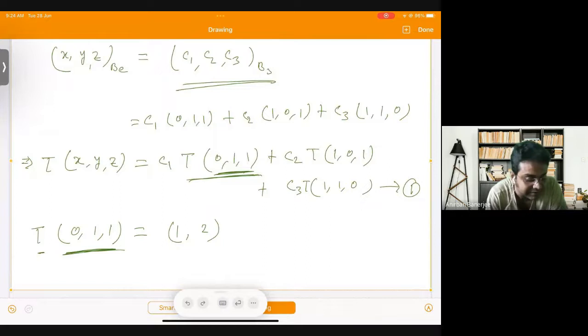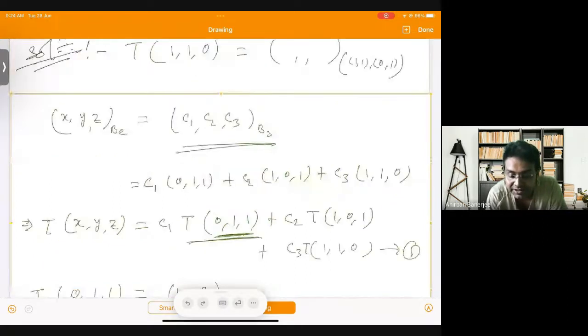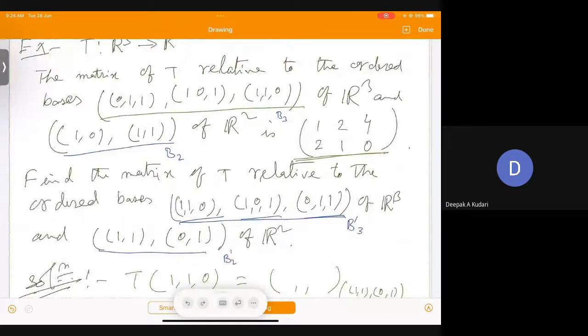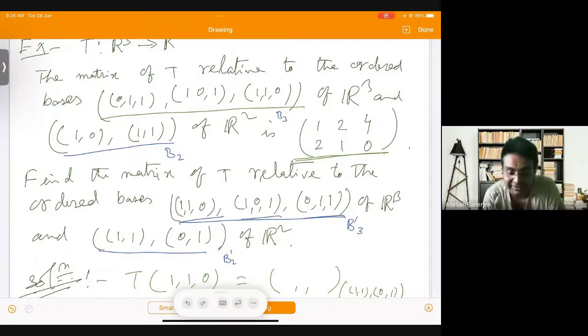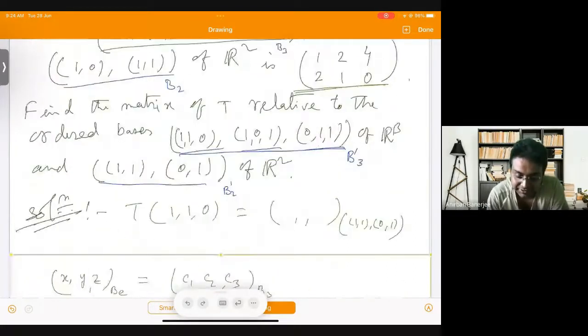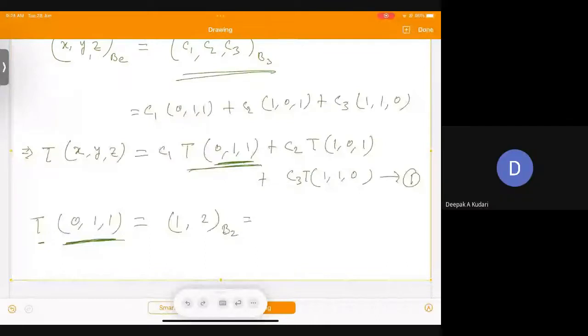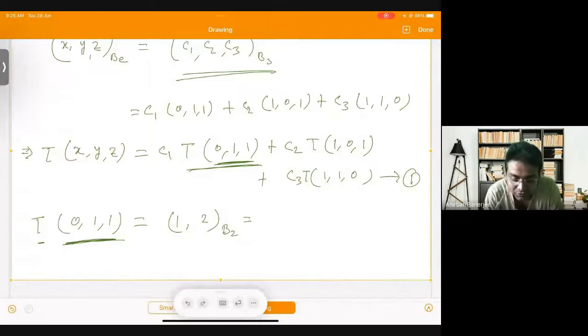But it was given with respect to which coordinate system? Standard coordinate system, or with respect to a different basis? Different basis. What was that basis? That 1 comma 0 and 1 comma 1. Right, B2. Very good. So this was actually with respect to B2. But we want to figure it out with respect to the standard basis. So how to figure it out?